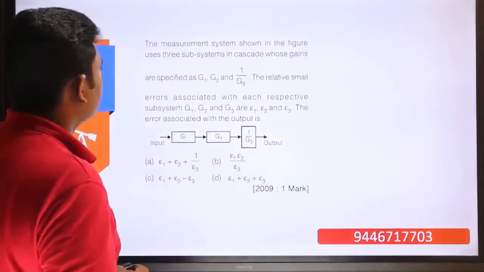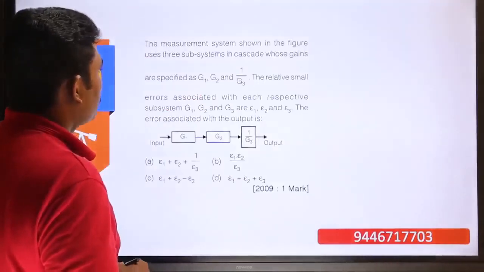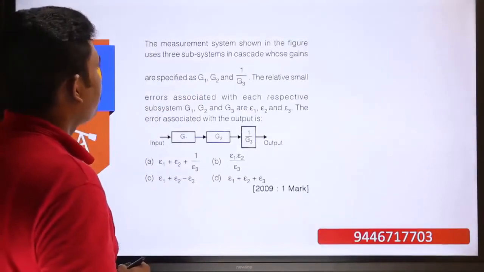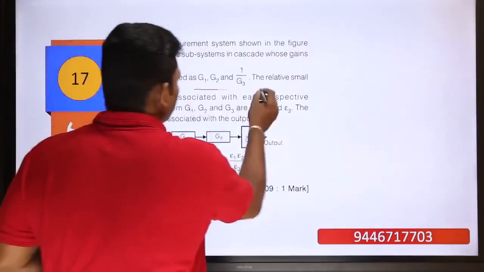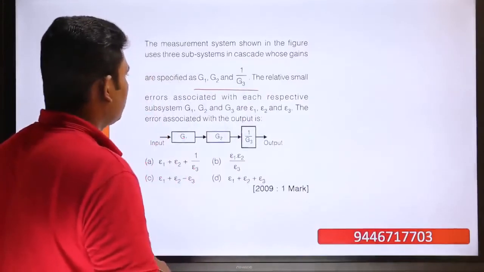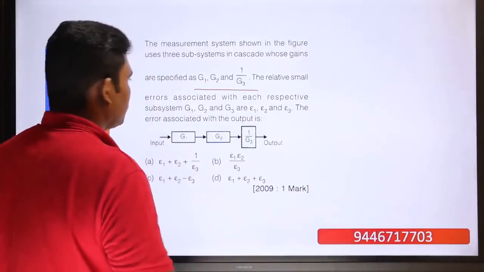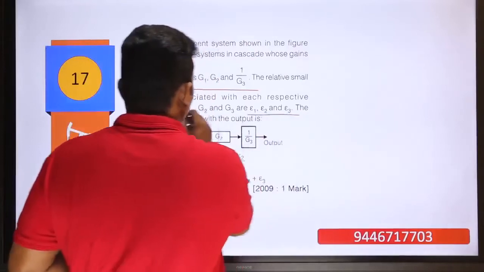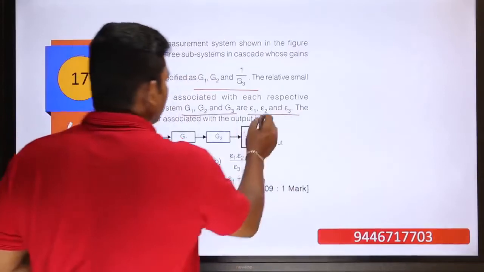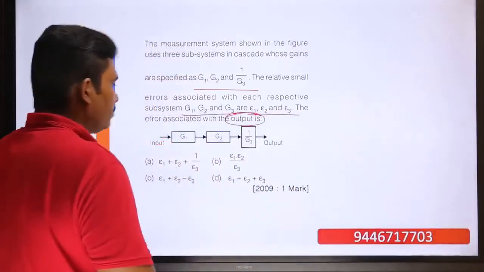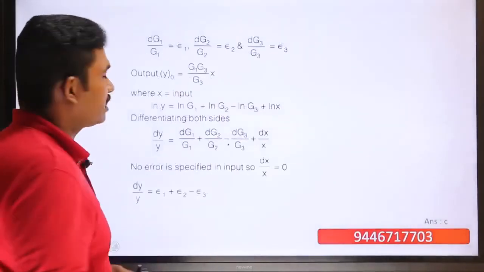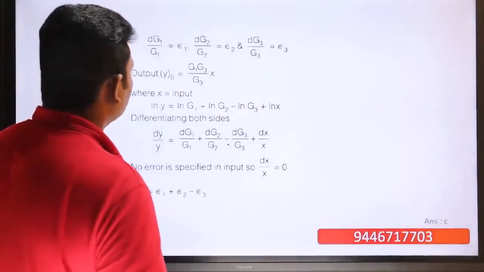Now moving into question number 17. A measurement system shown in the figure uses three subsystems G1, G2 and 1 by G3, whose gains are respectively G1, G2 and 1 by G3. The relative small errors associated with each respective subsystem are epsilon 1, epsilon 2 and epsilon 3 with respect to G1, G2 and G3. Now the error associated with the output is to be found out. So we will have to find out the total error associated with the output when each system is having errors epsilon 1, epsilon 2 and epsilon 3.